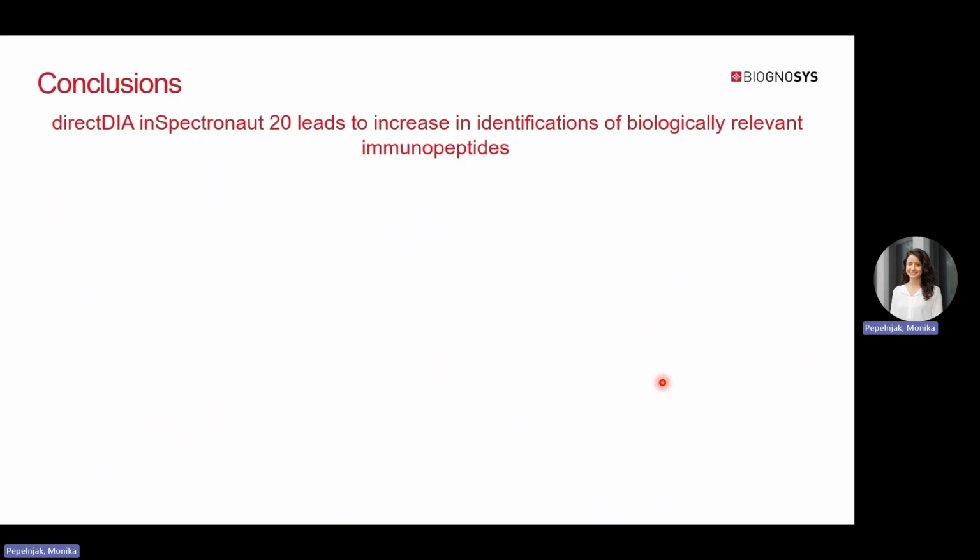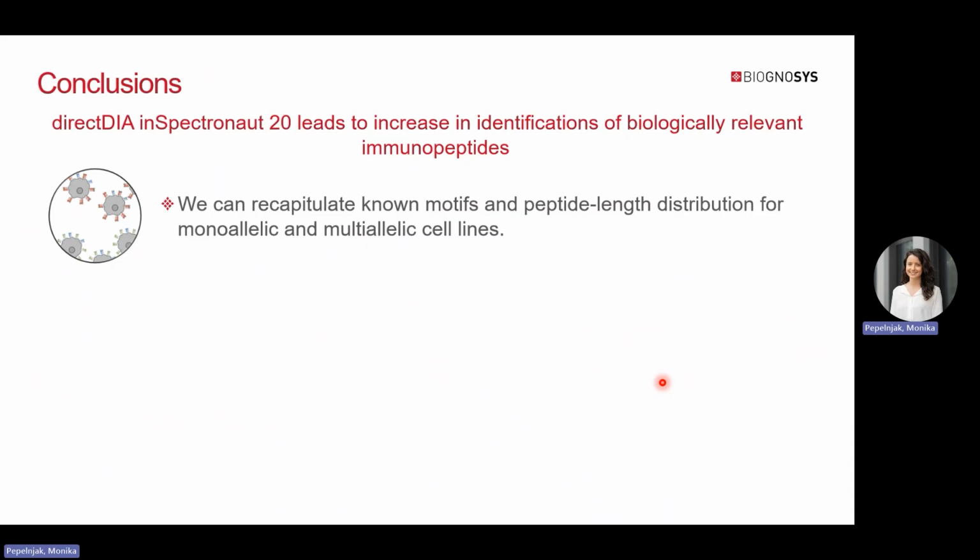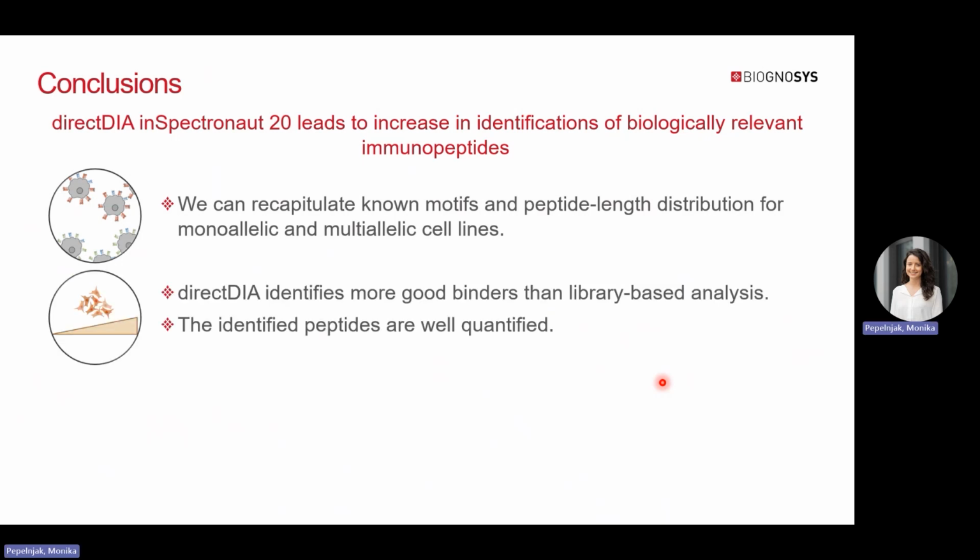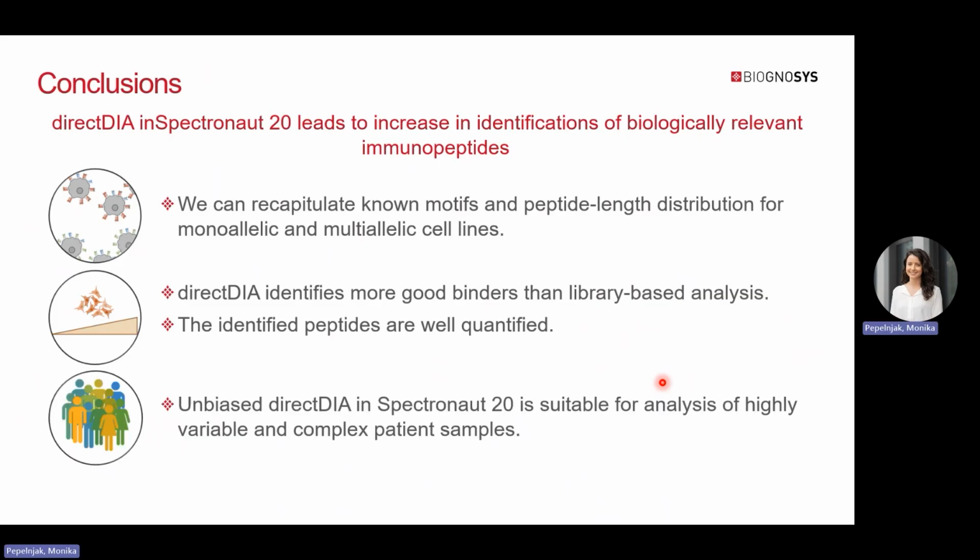So with this, I hope I could show you that directDIA in Spectronaut 20 leads to increased identifications of biologically relevant immunopeptides. I showed you more specifically that we can recapitulate known motifs and peptide length distributions for monoallelic and multiallelic cell lines. I showed you that directDIA identifies more good binders than library-based analysis, and that the identified peptides are well quantified. And lastly, the unbiased directDIA in Spectronaut 20 is suitable for analysis of even highly variable and complex patient samples.